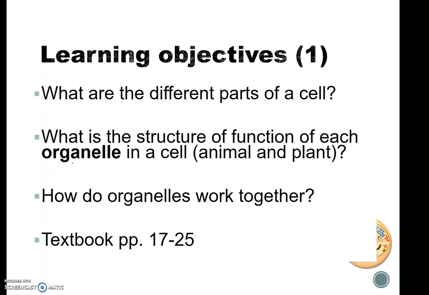So by the end of this lesson, you should be able to tell me what the different parts of a cell are, what the structures and functions of these different parts or organelles are, and describe how these organelles work together to carry out chemical processes that are important for life. Now, if you're looking at a textbook, pages 17 to 25 would be the same as what we're going through here.